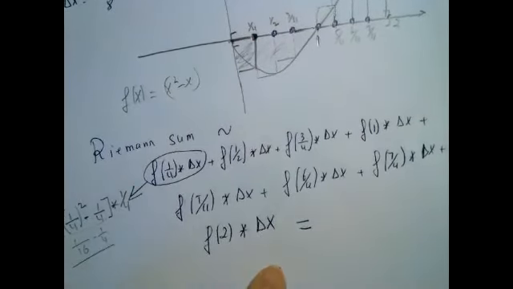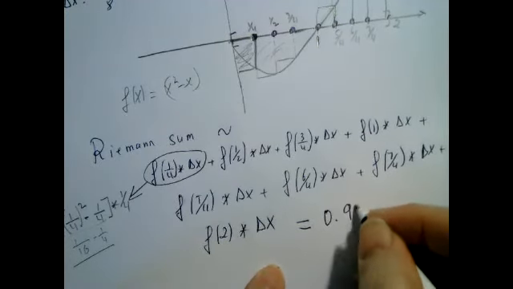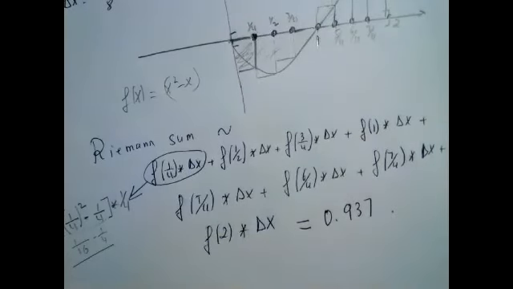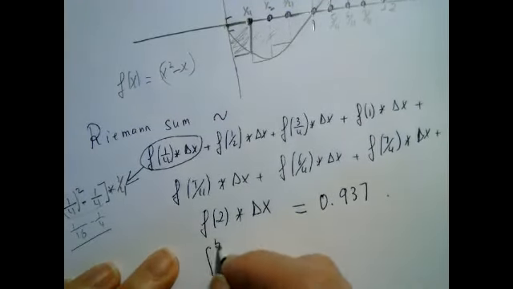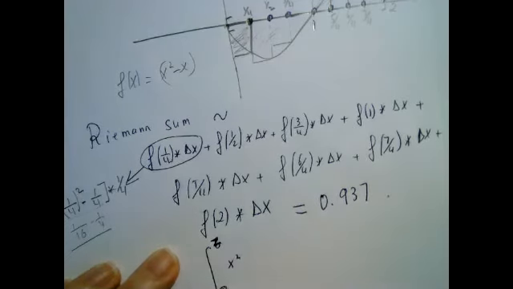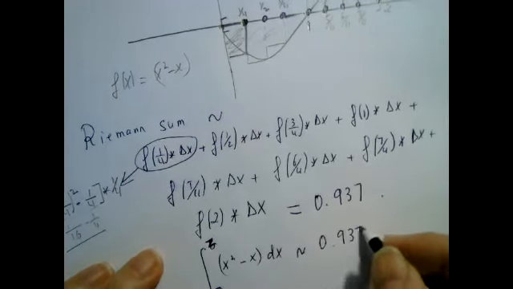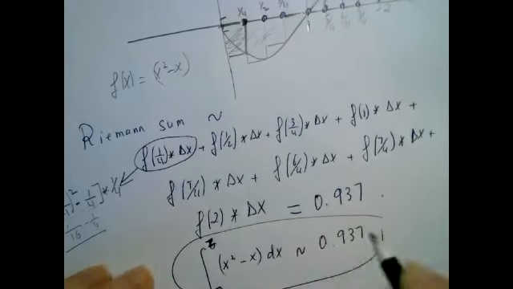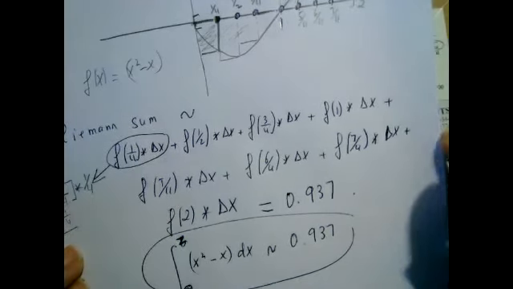So now I compute this, and we do all the math, and I will get that much. And this is my estimate. It means my integral, x squared from 0 to 2, is almost equal to 0.937. And with more subdivisions, I will end up with a better estimate. Okay.